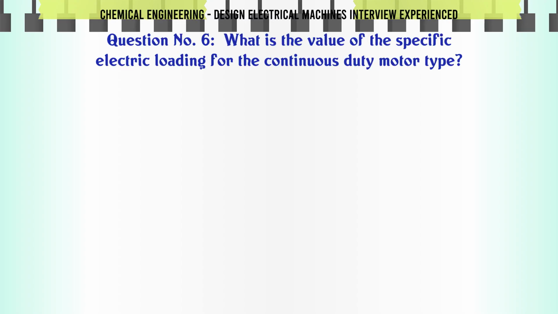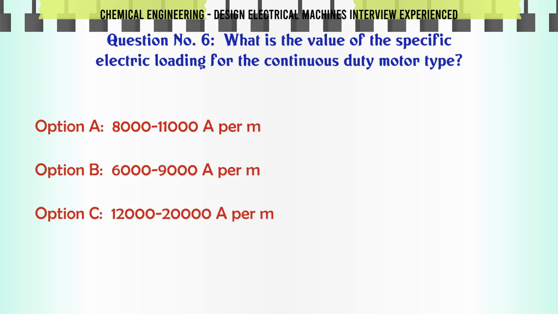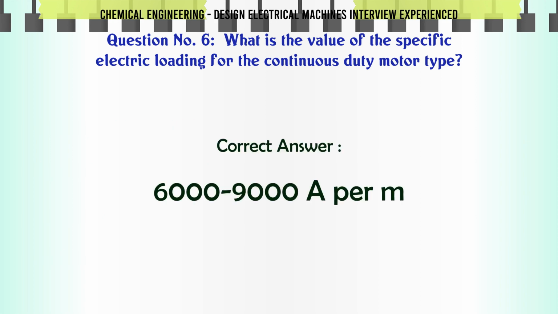What is the value of the specific electric loading for the continuous duty motor type? A. 8000-11000 A per m, B. 6000-9000 A per m, C. 12000-20000 A per m, D. 1500-2500 A per m. The correct answer is 6000-9000 A per m.